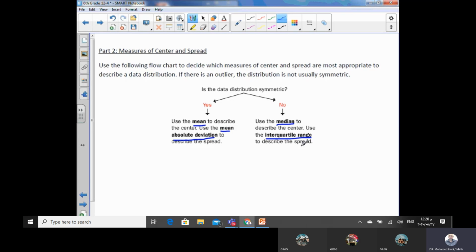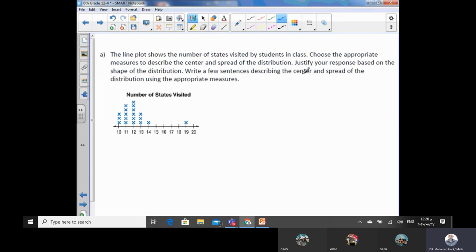So we don't have to find everything. We only have to find two things, one measure of center and one measure of variation. So the line plot shows the number of states visited by students in class. Choose the appropriate measure to describe the center and spread of the distribution. Justify your response based on the shape of the distribution. Write a few sentences describing the center and the spread of the distribution using the appropriate measure.